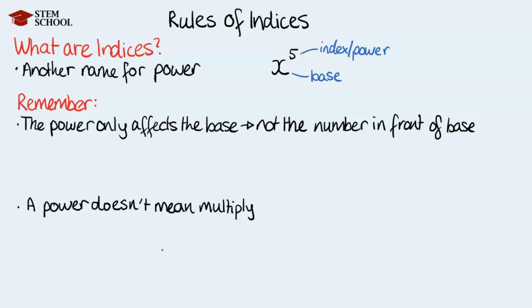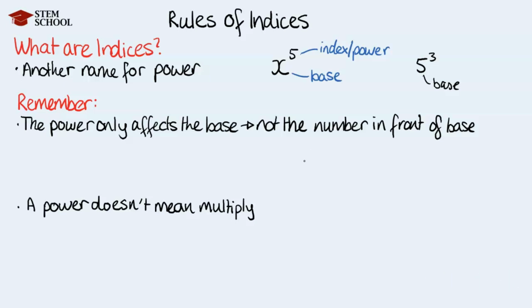Indices are just another way of saying power, so those are the little numbers to the top right of a letter or a number base. A bit of terminology here: we've got x to the power of 5. This x here is called the base, and the base can be a number or a letter. This floating 5 here is the power. Like I said, we can have a number base as well. We could have 5 to the power of 3. This 5 here is also the base.